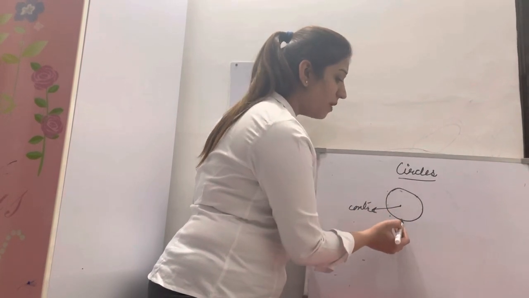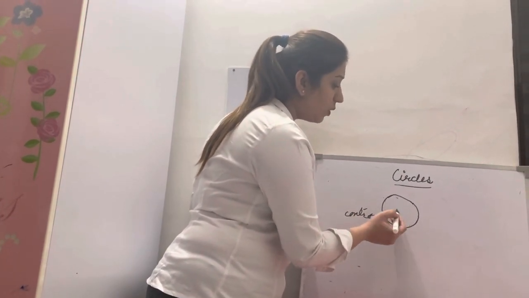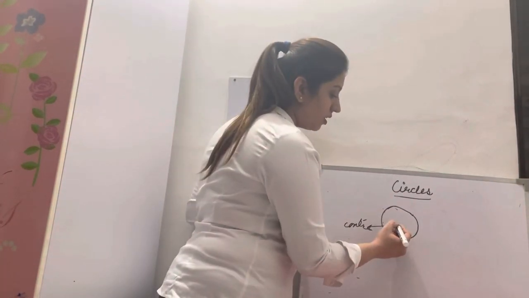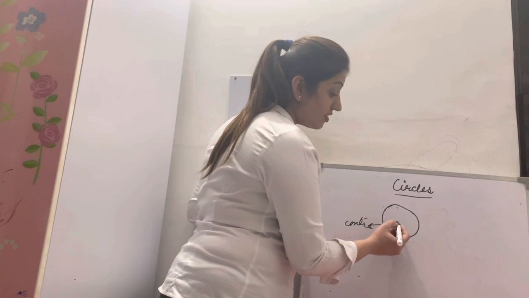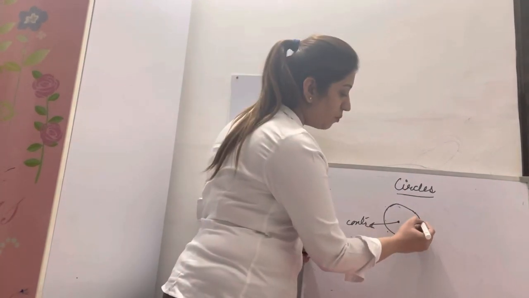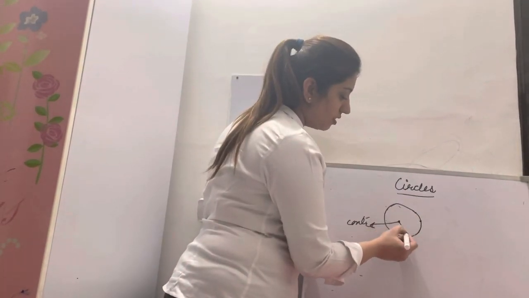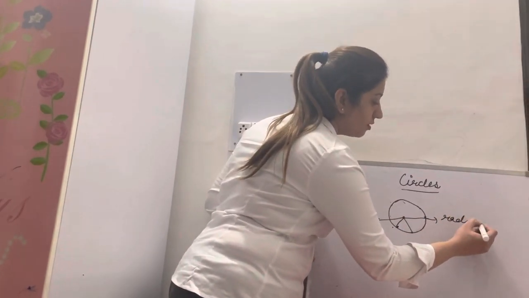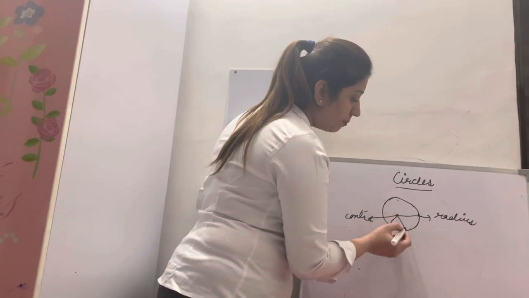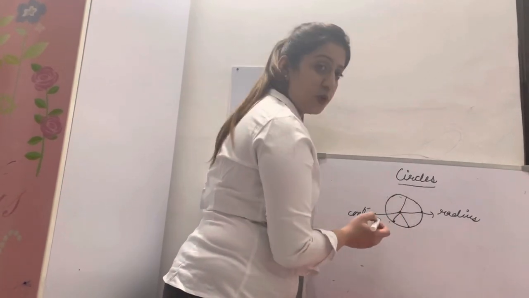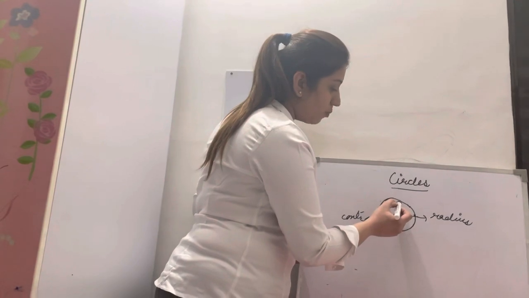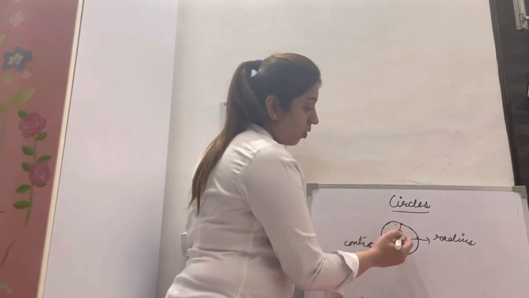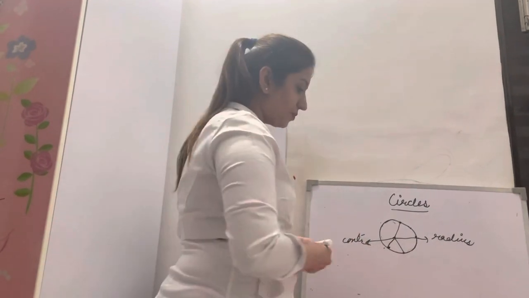The center is the point at an equal distance from any point on the boundary of the circle. Now the distance between the center of the circle and any point on the boundary, if we join them together, forms the radius of the circle. So there can be multiple radii. The distance between the center and any point on the boundary is the same, which means all the radii are equal.